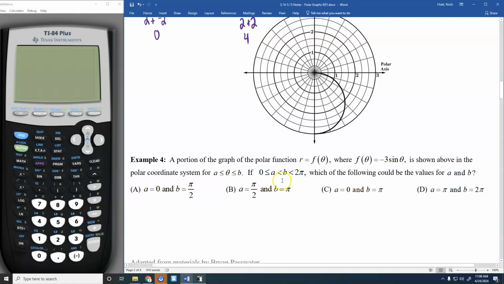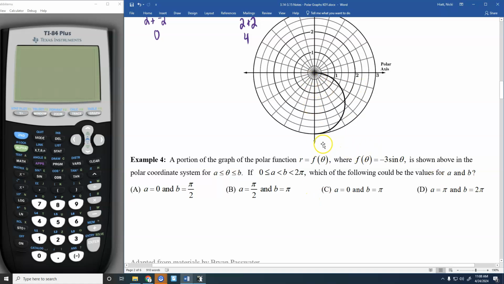Okay, let's look at this. A portion of the graph of the polar function f of theta equals -3 sine theta is shown on the polar coordinate system from A to B. We know A and B are between 0 and 2 pi, and we also know A is lower than B. Which of these could be the values of A and B?